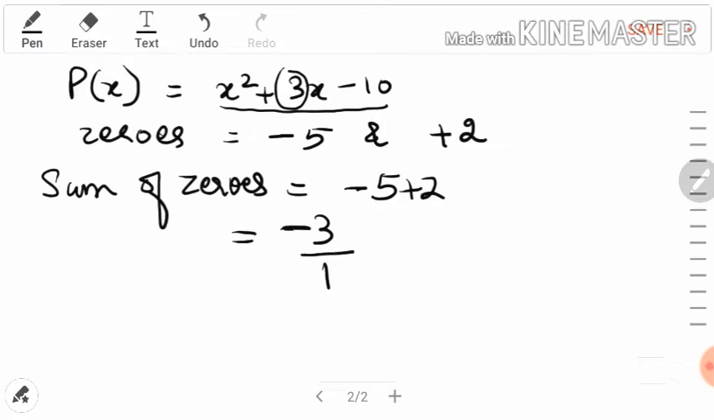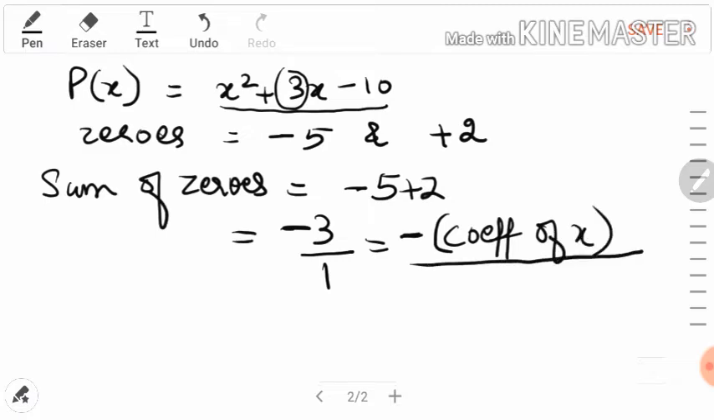Minus 3 can be written as minus 3 upon 1. In the numerator, we have minus of the coefficient of x, divided by, in the denominator, we have 1, which is the coefficient of x square. So the sum of zeros is related to the coefficient of x and x square.